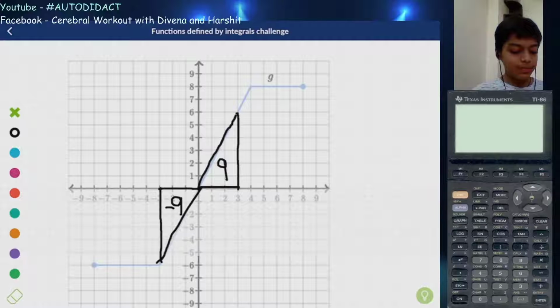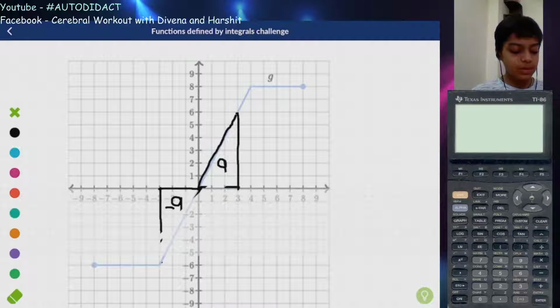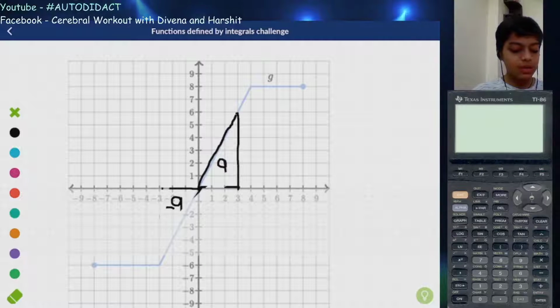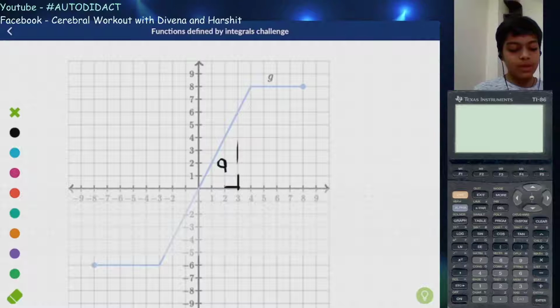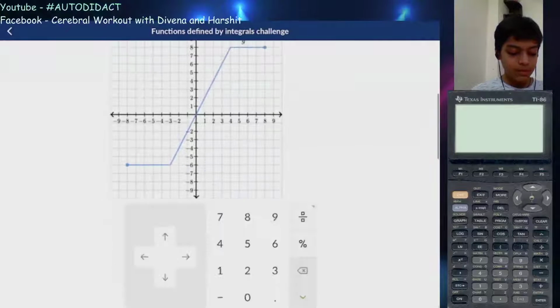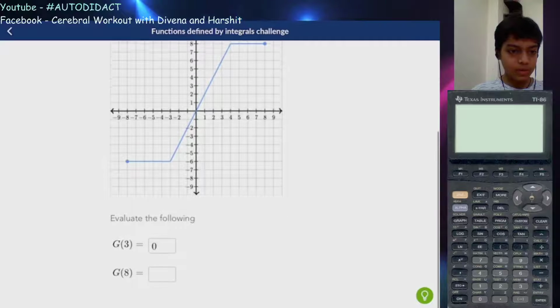So now we find out that this whole thing is equal to 0. So capital G of 3 is just equal to 0.